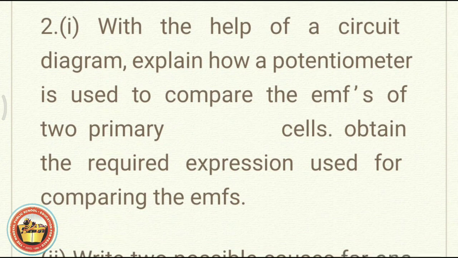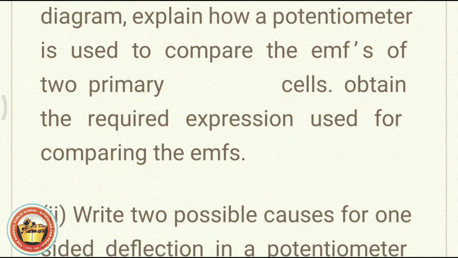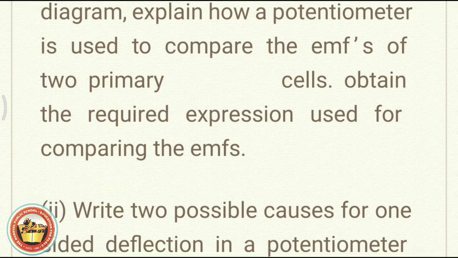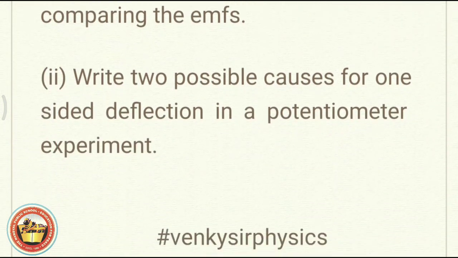Coming to the second question, Roman number 1: With the help of a circuit diagram, explain how a potentiometer is used to compare the EMF of two primary cells. Obtain the required expression used for comparing the EMFs. Second one: Write two possible causes for one-sided deflection in a potentiometer.